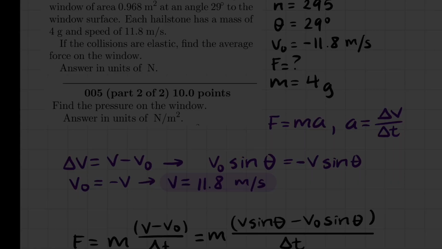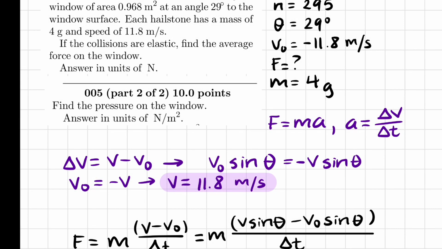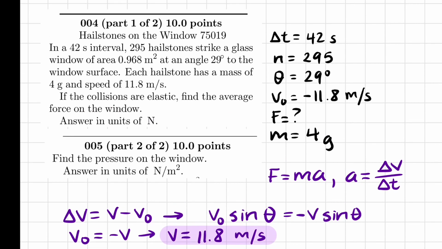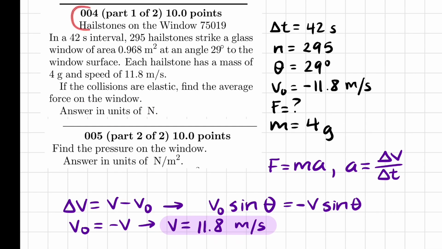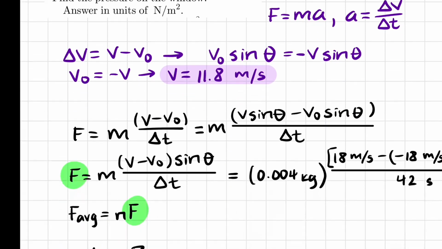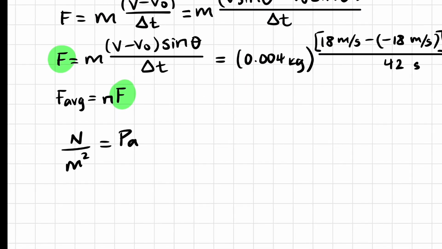Maybe some of you noticed that when I read part 2, I had a different part 2 from a different problem. That was my mistake. I had 4 and then 3, I should have had 4 and then 5. So number 5 is asking you to provide the pressure on the window, answering in units of newtons per square meter. So this is the same as a Pascal, as I have it over here.